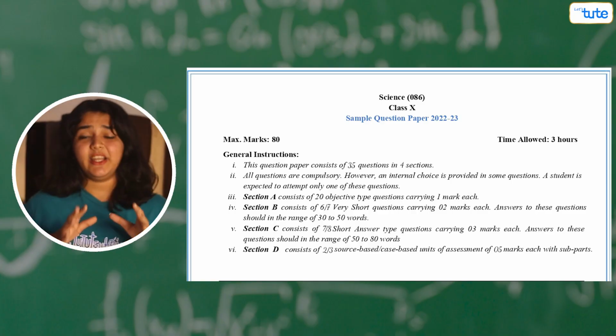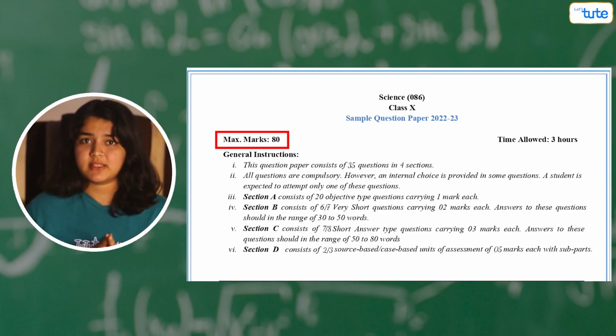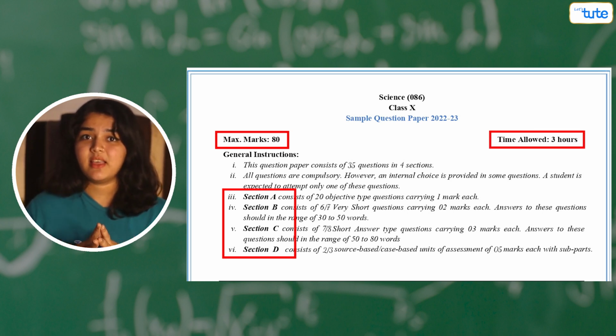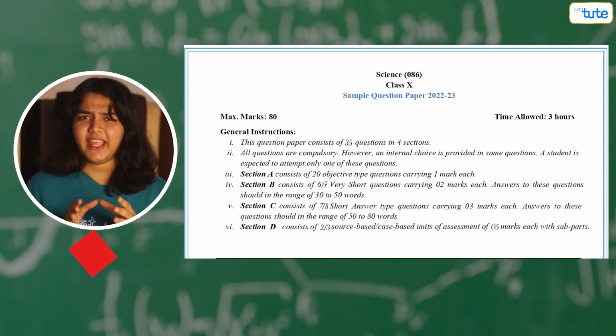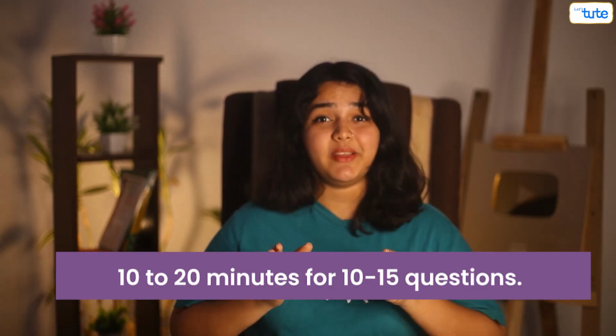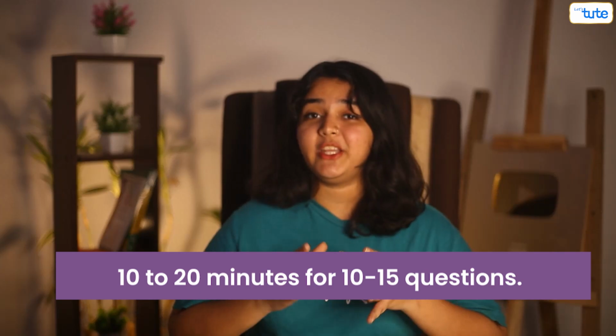Now, let's say that your question paper is of 80 marks with 4 sections in it, and you have been given only 3 hours, that is 180 minutes, to complete the whole paper. Section A consists of objectives or one-line answer type questions carrying 1 mark each. Your answers should be short and concise. As they are objectives, do not waste much time there. Just 10 to 20 minutes is enough for 10 to 15 questions.